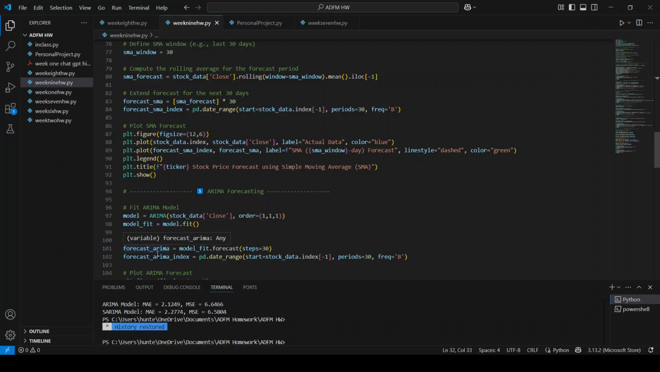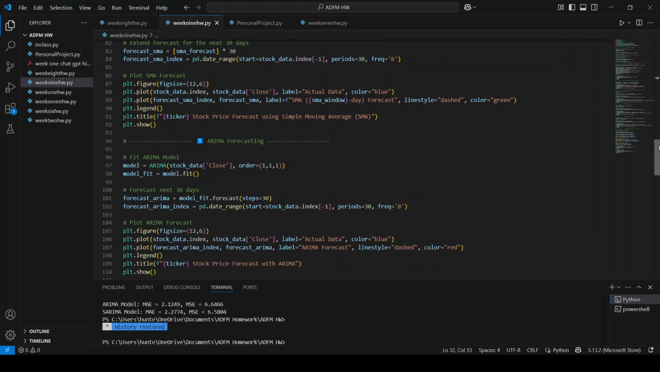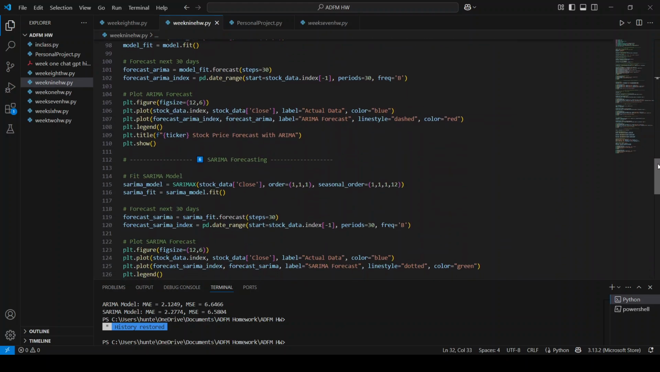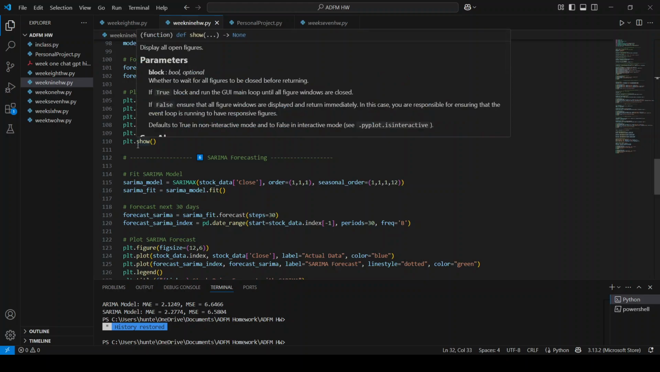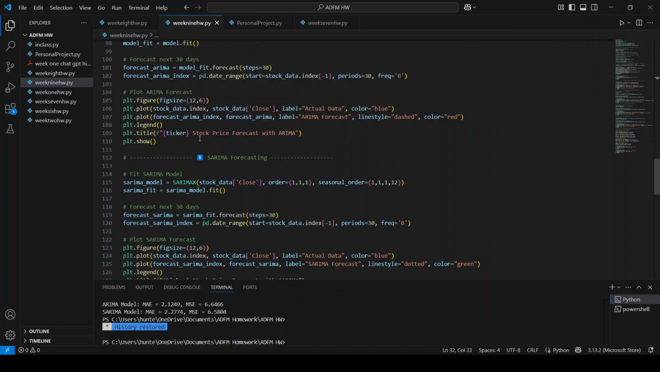And here at 101, this produces the next 30 days of stock prices, with periods on business days. And then here we're plotting out our actual data and the forecast for this ticker, and this will plot show. The purpose of this is to show it on a different screen.